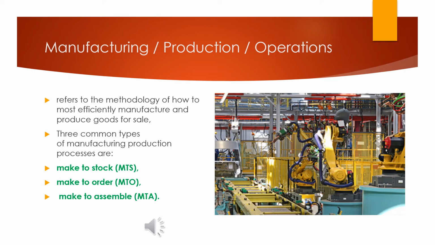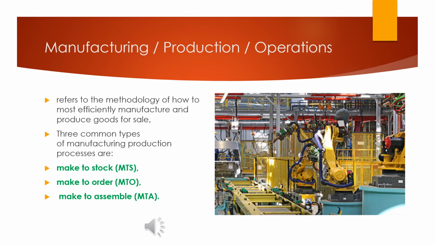Once we receive the things, what usually we do, we produce more goods from this raw material, we manufacture, or we do the operation if we are in the trading business. So these functions could be different for different businesses. But we will define manufacturing as the methodology of how to most efficiently manufacture and produce goods for sales. So we make the ready goods to sell to our customers.